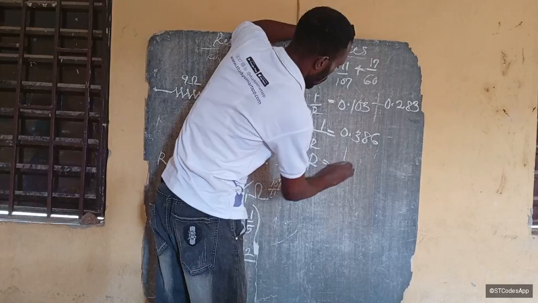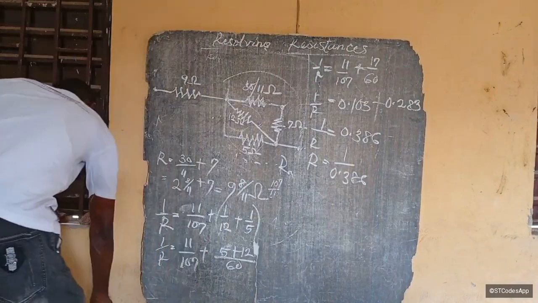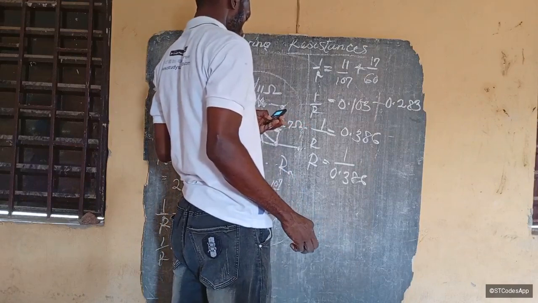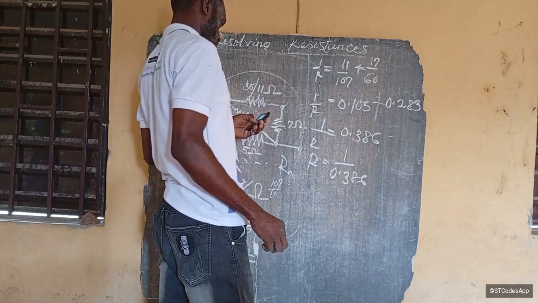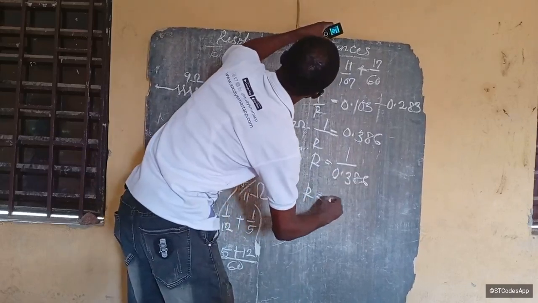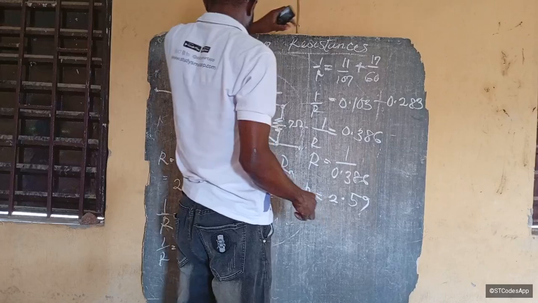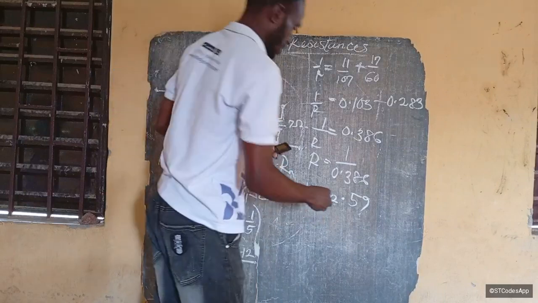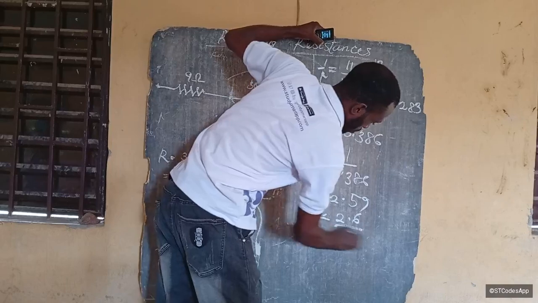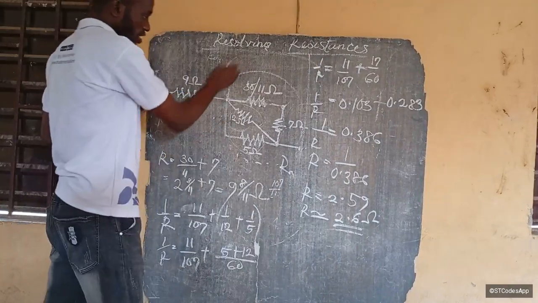Alright, this is the inverse, so R becomes 1 over 0.386. And if that's the case, R becomes 2.59, or approximately 2.6. So R is approximately 2.6. Okay, we have only resolved this part.